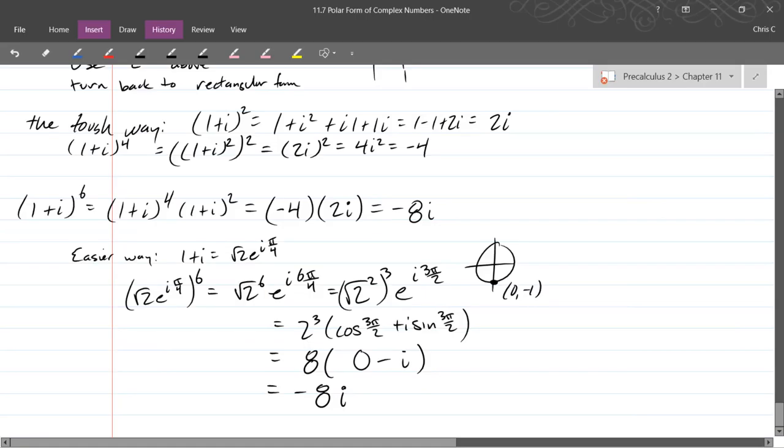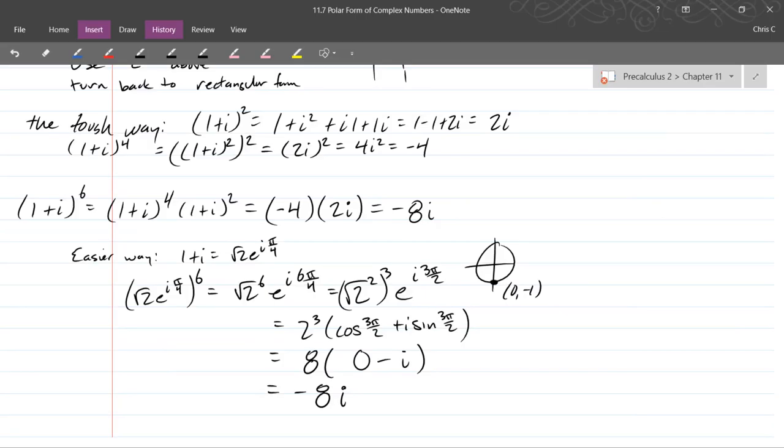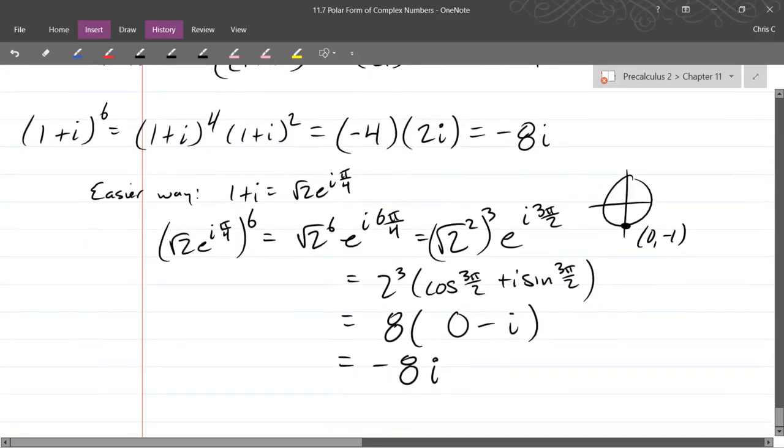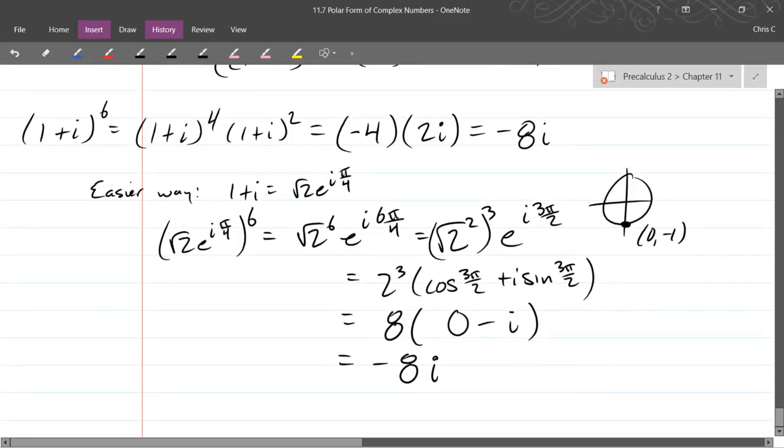So you could go the tough way and keep it rectangular the entire way and sort of FOIL out a whole bunch of times. I did it very carefully, so I wouldn't have to actually FOIL it out 6 times across itself. I did the square first, and then the fourth power next, and then I just said the sixth power is the fourth power times the second power. So you can break them down to smaller powers like that, carefully. All right, so that is to the sixth power.